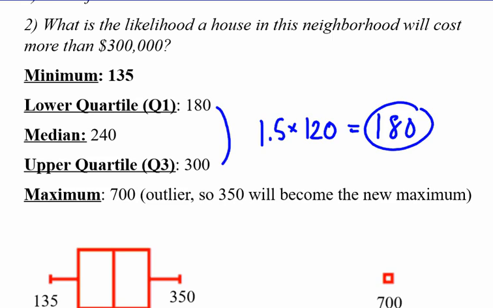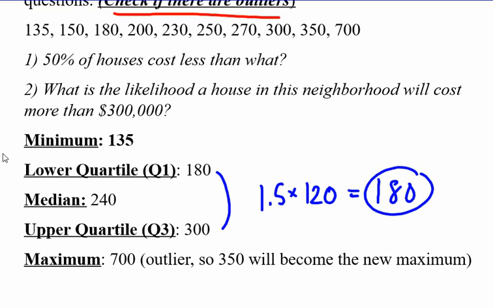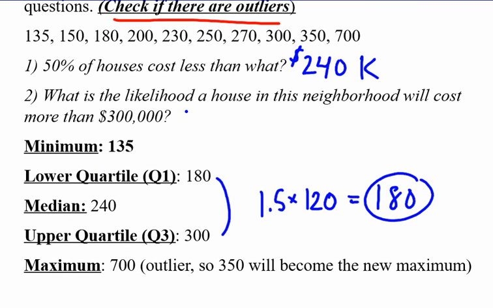And then we can answer some of the basic questions. It said 50% of houses cost less than what? Well, cost less than the median, so cost less than $240,000. And then what is the likelihood a house in this neighborhood will cost more than $300,000? Well, that would be in this range, and that's the upper 25%. So there's a 25% likelihood that you're going to cost more than $300,000. That is it.